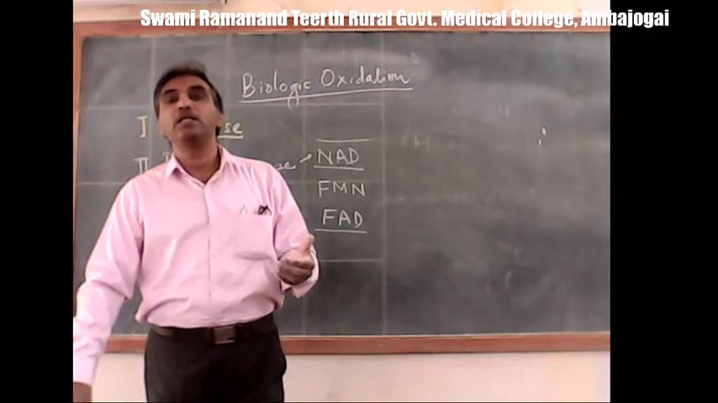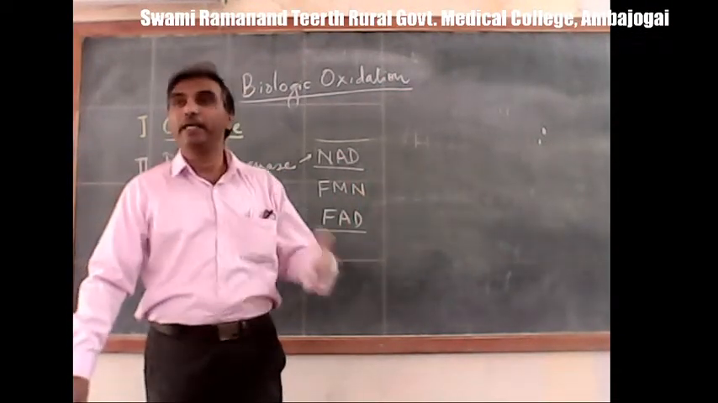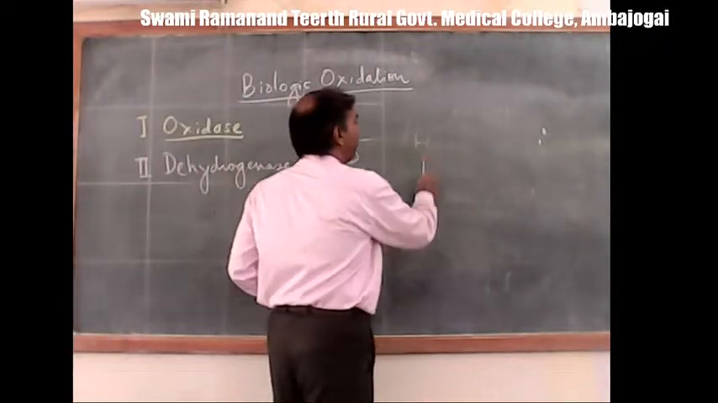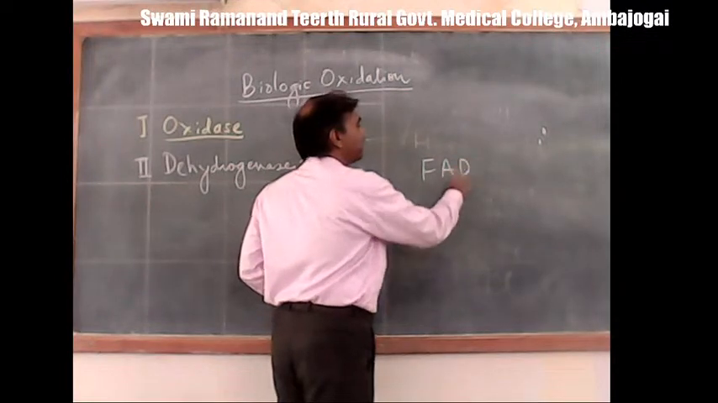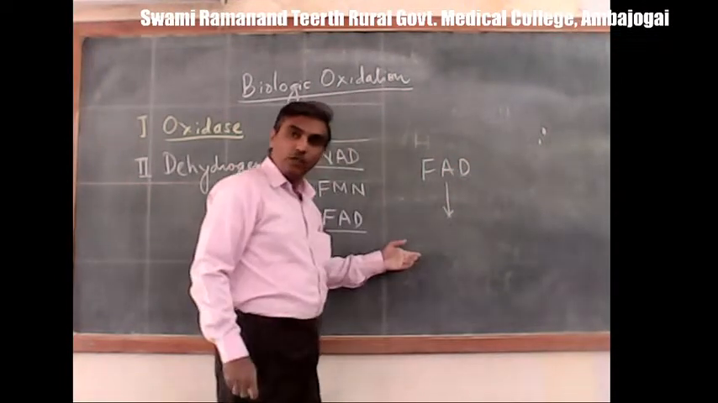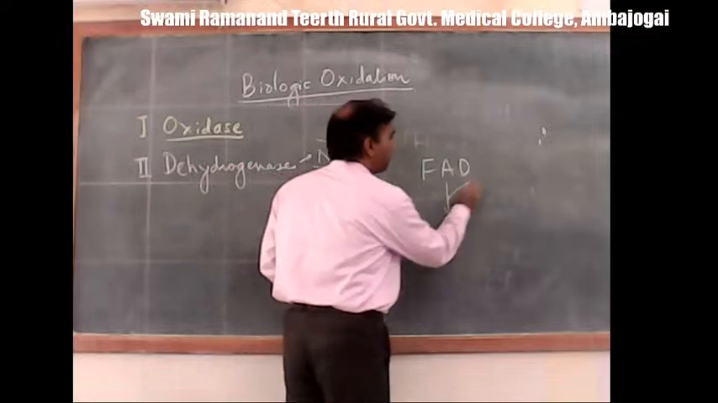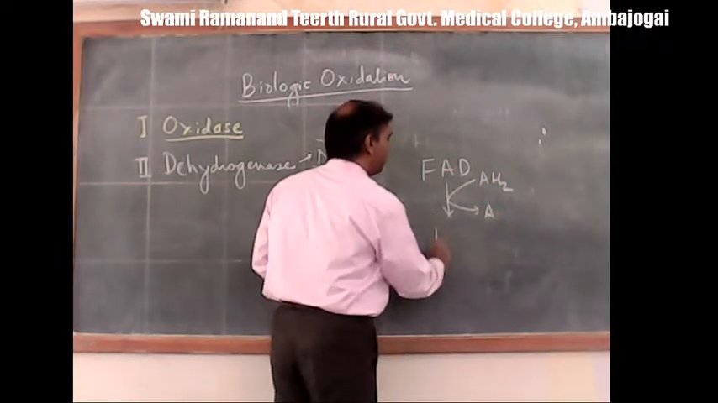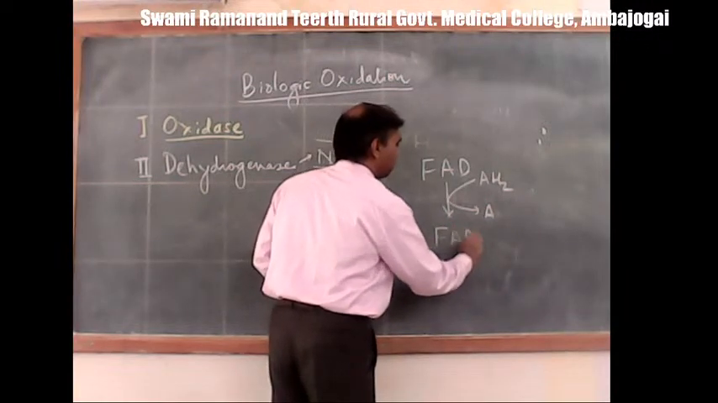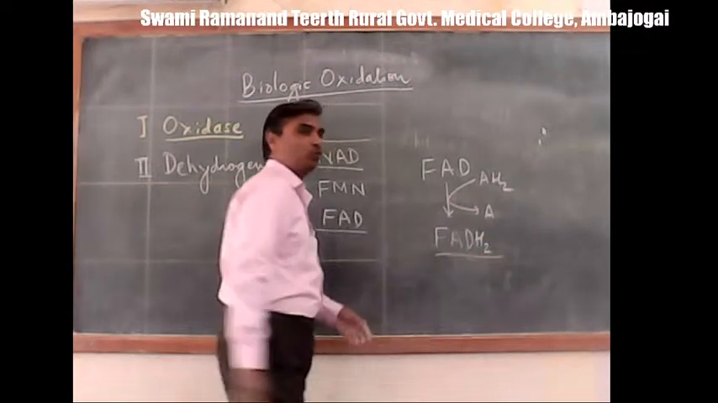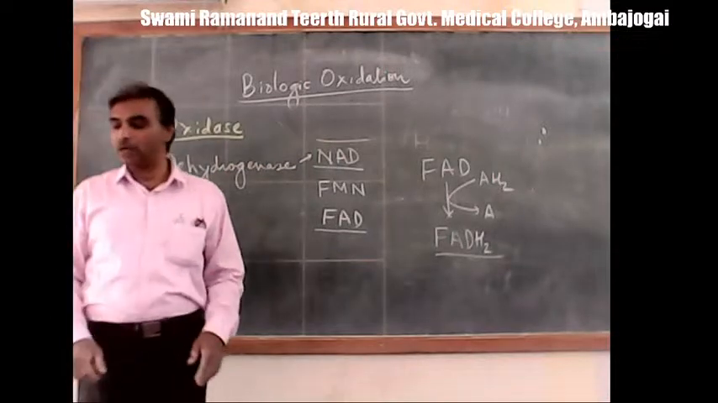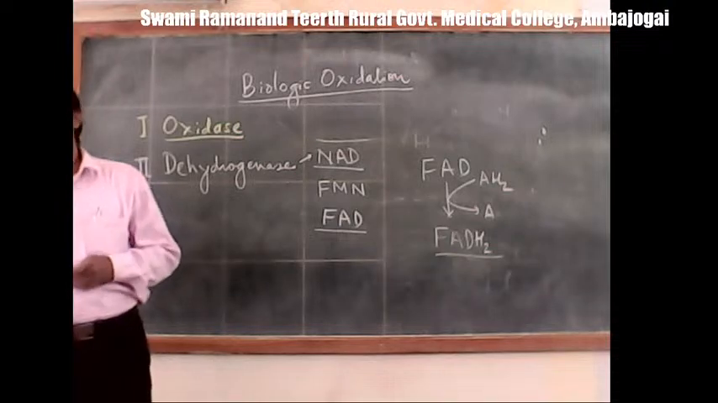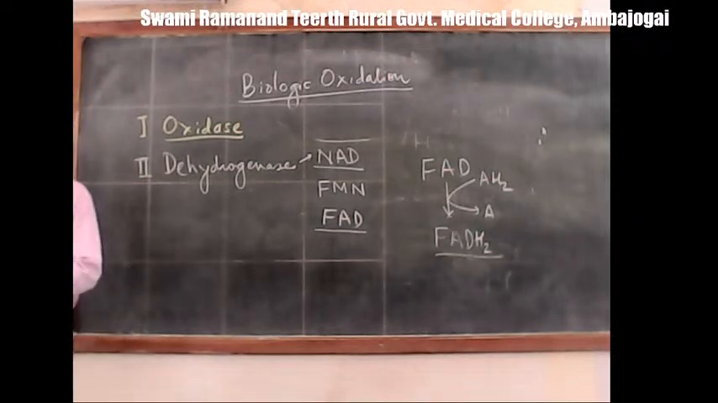Acyl-CoA dehydrogenase utilizes FAD as its coenzyme, and when FAD accepts the reducing equivalents from substrates, it is converted into FADH2. Okay, so this is how the conversion occurs.